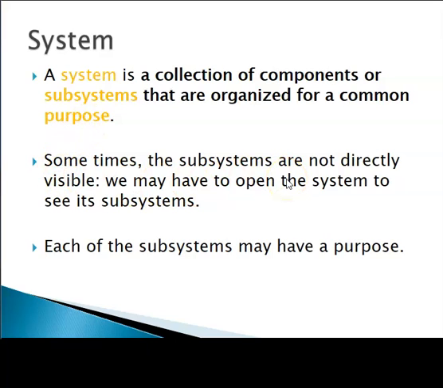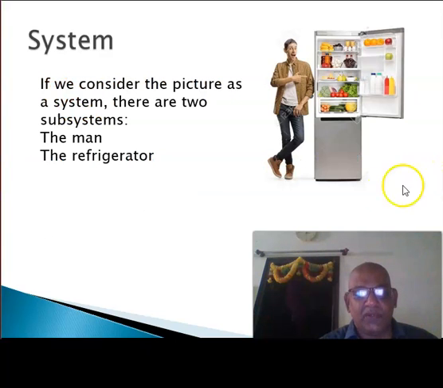Sometimes the subsystems are not directly visible. We may have to cut it open or disassemble it to see the individual subsystems within a system. And again, we may see that each of the subsystems may have a purpose and may have a controlled variable of its own. Let us look at another example of this compound system.